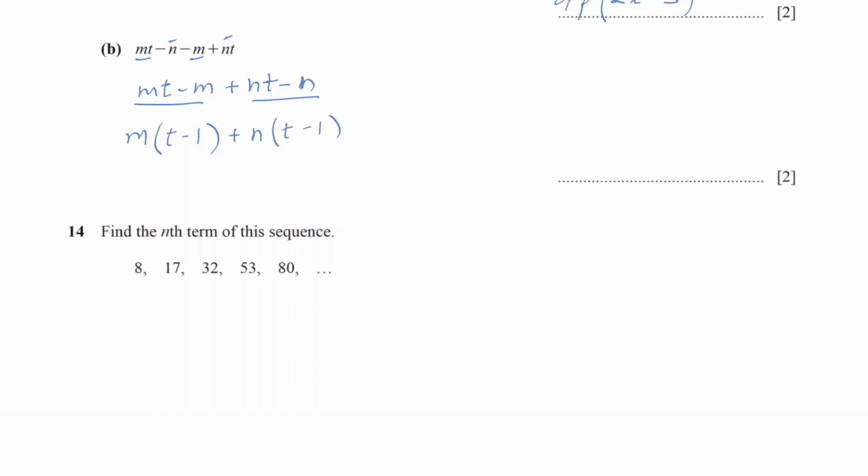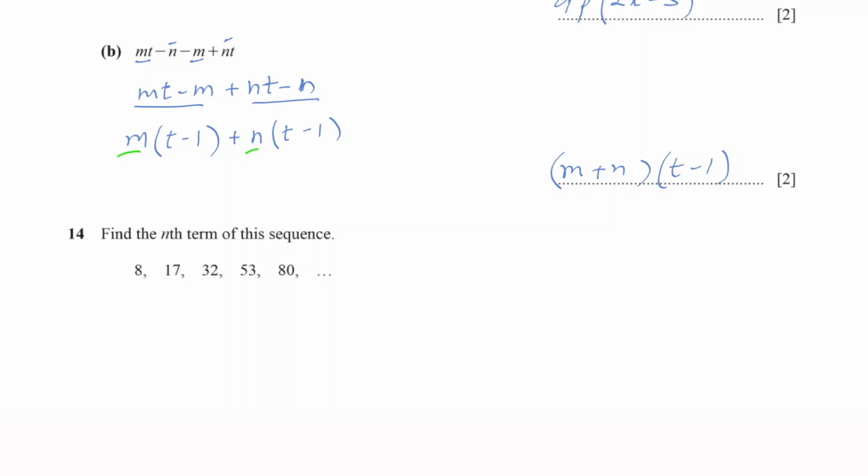Okay, the final answer will be (m plus n)(t minus 1): in one bracket m plus n, and the other one is t minus 1. So let's move on. Question number 14. Find the nth term of the sequence.